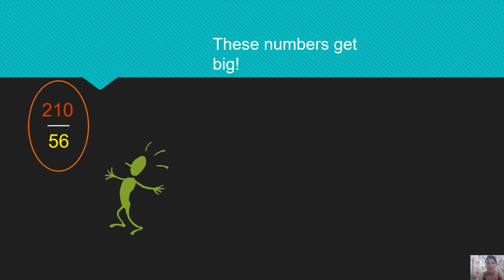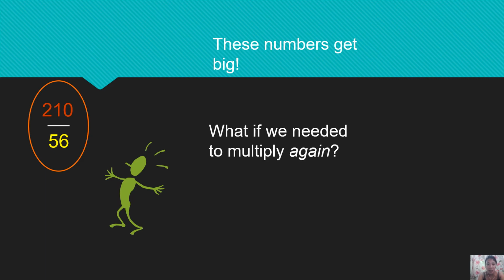Okay, you have here 210 over 56. These numbers get big, diba? Nakura siya kaayo. So if we're going to deal with another function, you are going to multiply or divide, whatever, then you are dealing with big numbers. So how we're going to deal with this? What if we need to multiply again?